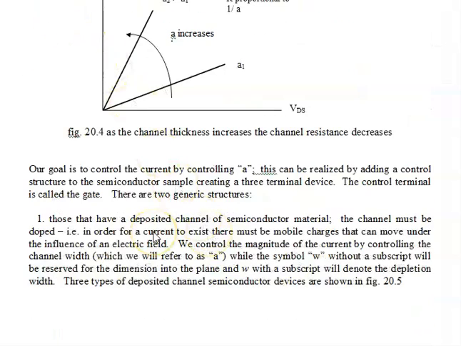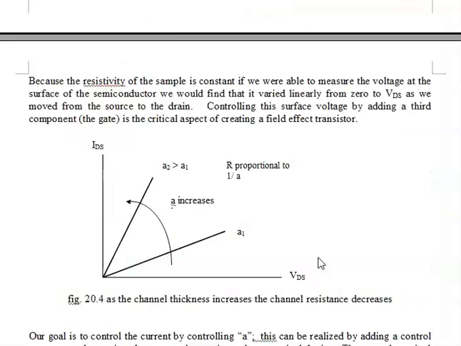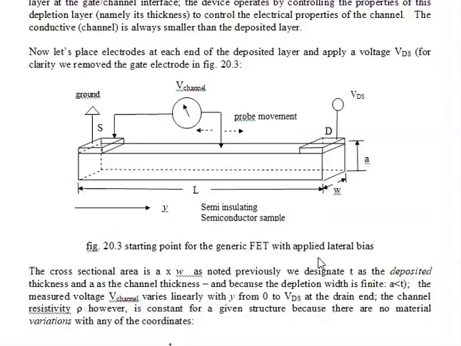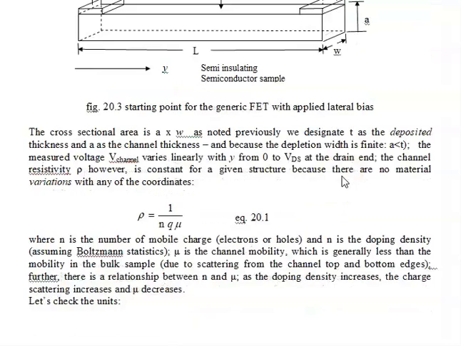So if we look a little bit more closely at two generic structures, one will be the deposited channel, and that's what we've been talking about up till now. The channel must be doped, and it must be crystalline, so I probably should have added that here. We're going to control the magnitude of the source to drain current by controlling the channel width, which we refer to as A, and we're going to use the symbol W without a subscript to denote the width of the channel into the paper.